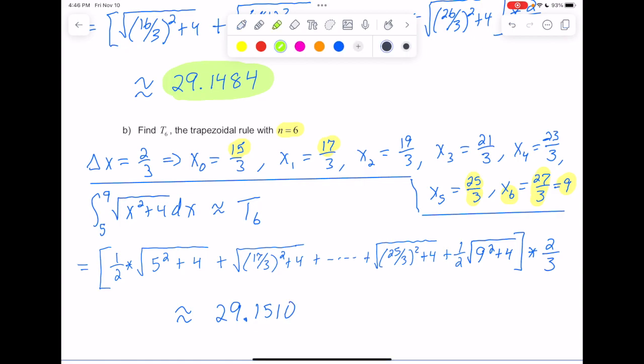Nice and similar to the last one, which again is always a good sign if they're in the same ballpark because they're supposed to be approximating the same area. So if you're getting very different answers for these two things, that seems to indicate that something's gone wrong somewhere.